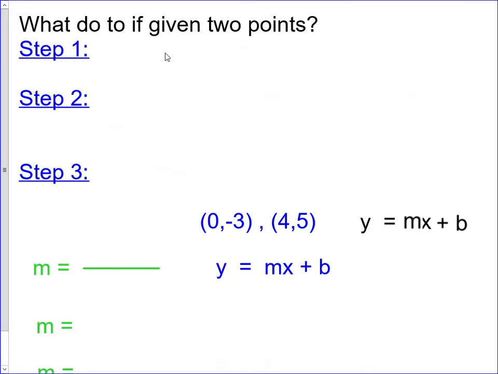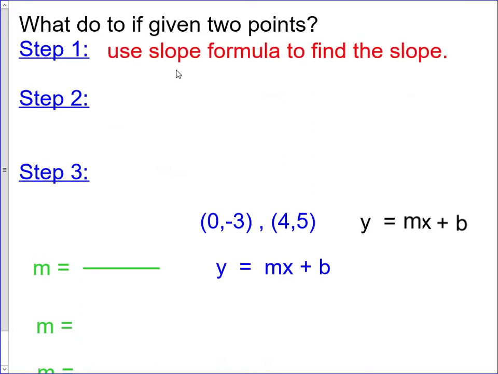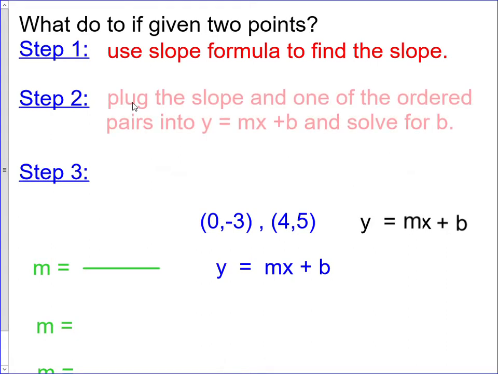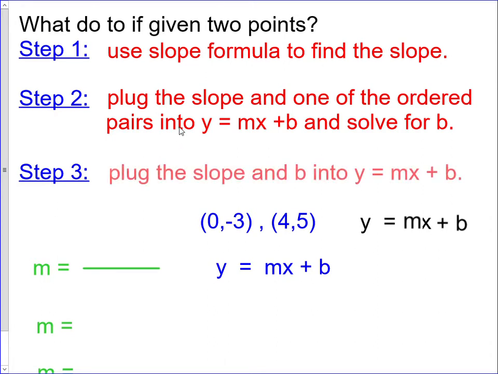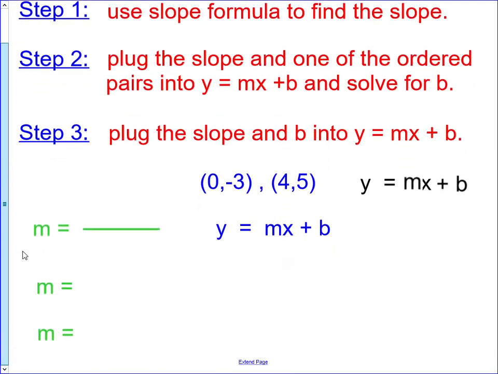Step number 1 would be to use the slope formula to find the slope. Step number 2 would be to plug the slope and one of the ordered pairs into y equals mx plus b and to solve for b. The third step would be to plug the slope and b, or the y-intercept, into y equals mx plus b. So let's take a look and see how this works.